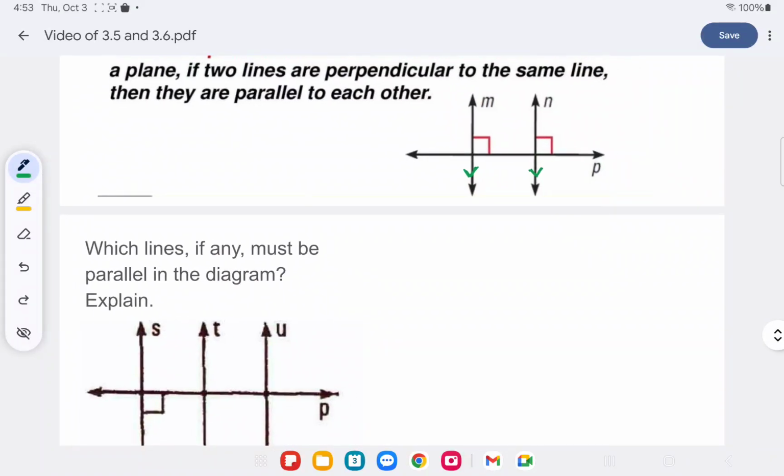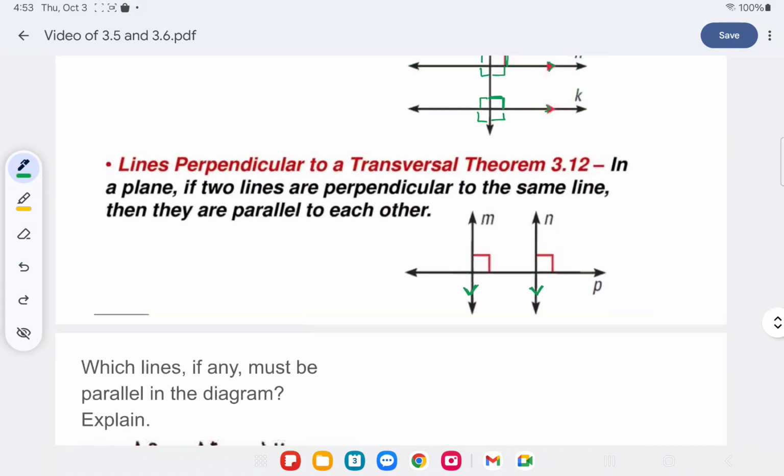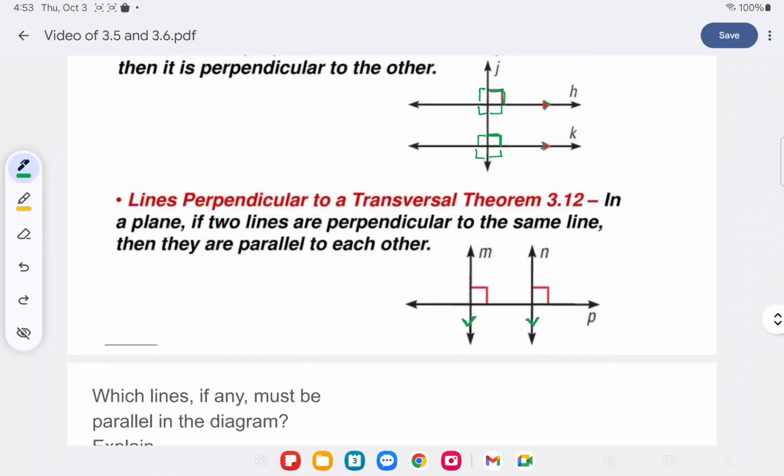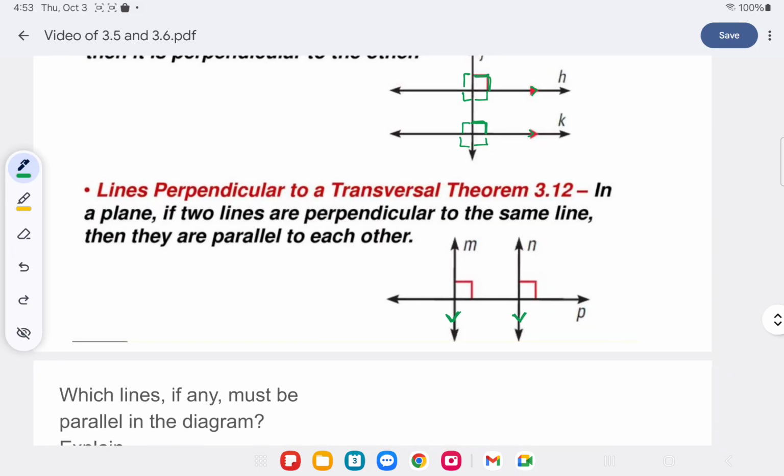And when you think about slopes, all of this makes sense. If M and P are perpendicular because they have opposite reciprocal slopes, and N and P are perpendicular because they have opposite reciprocal slopes, then M and N must have the same slope.